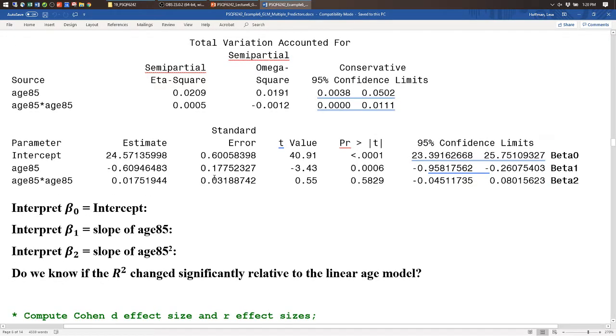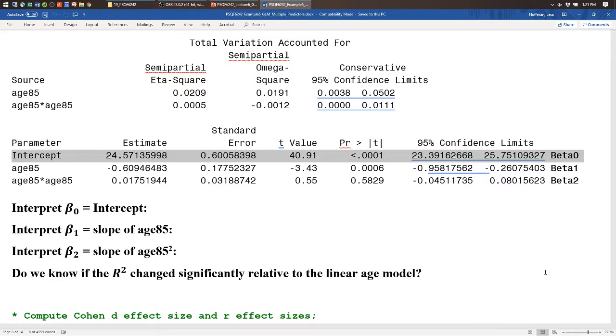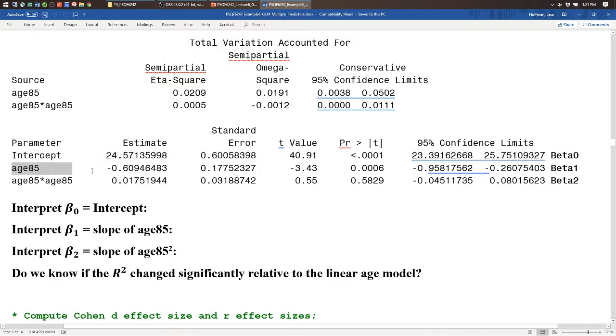So let's look at this section right here. So the intercept, has the definition of the intercept changed? Expected cognition for someone who's 85. Still the case, right? What has changed is what expected is, because now it's from a bendy line, not a straight line. The slope for age before was 1/2 point. Now it's 6/10 of a point. Has the definition of what that slope means changed?